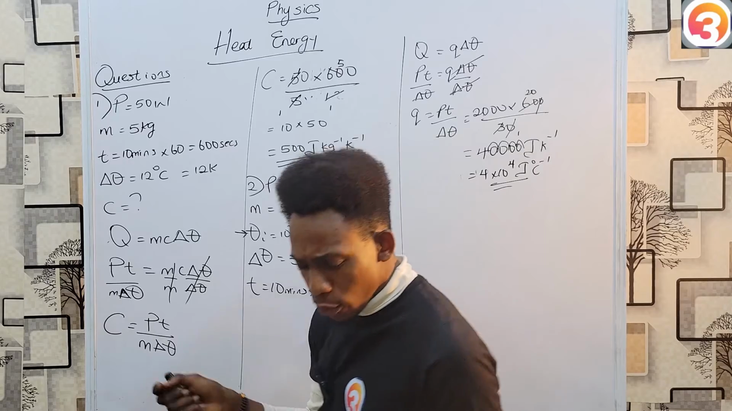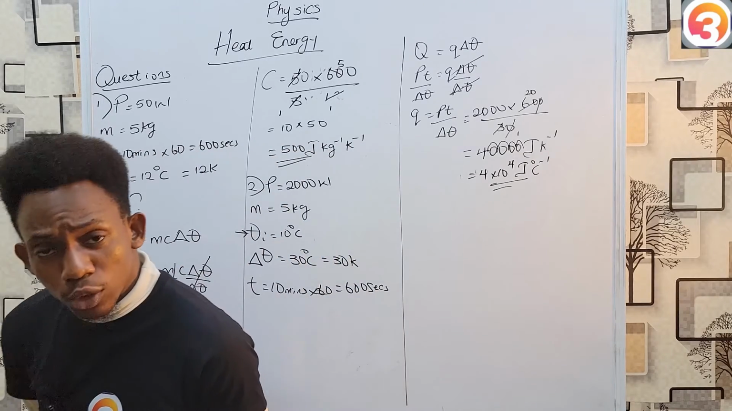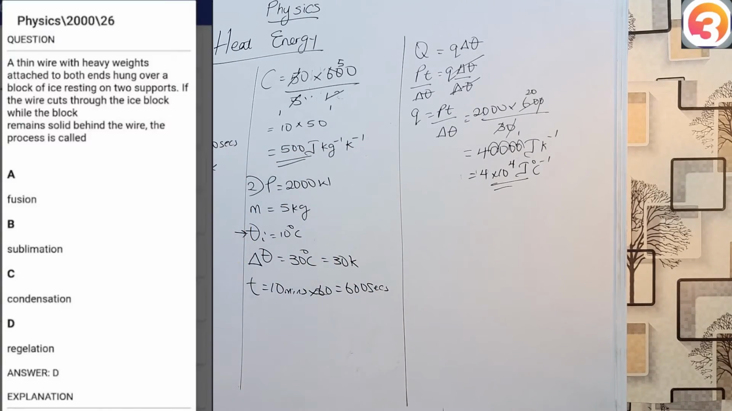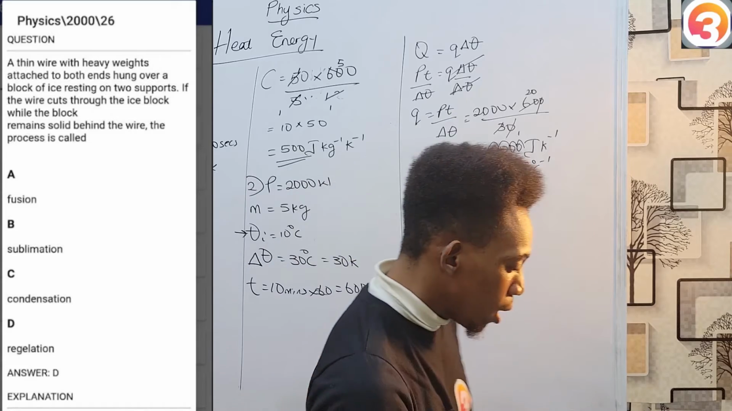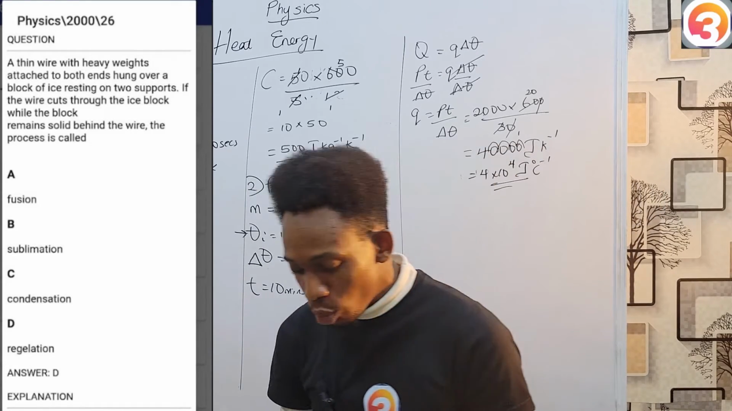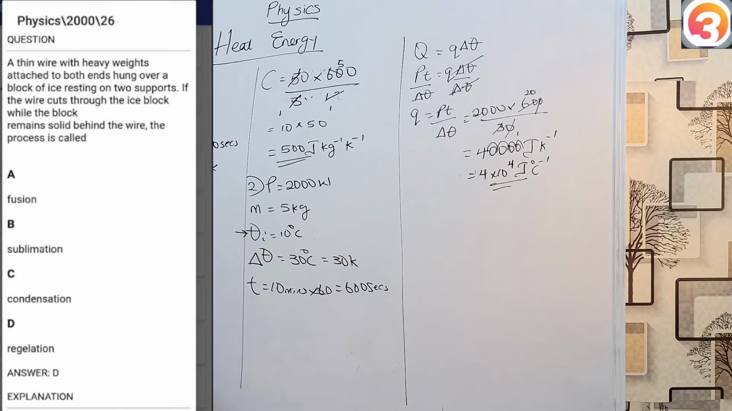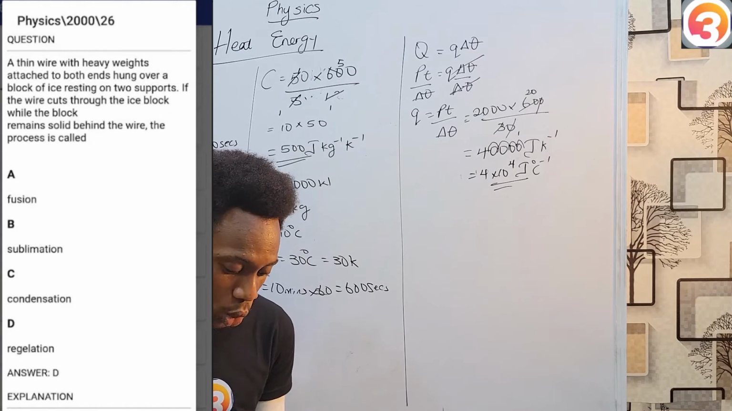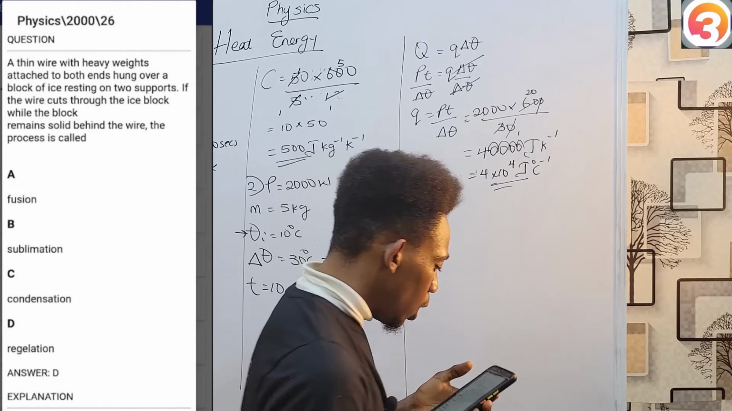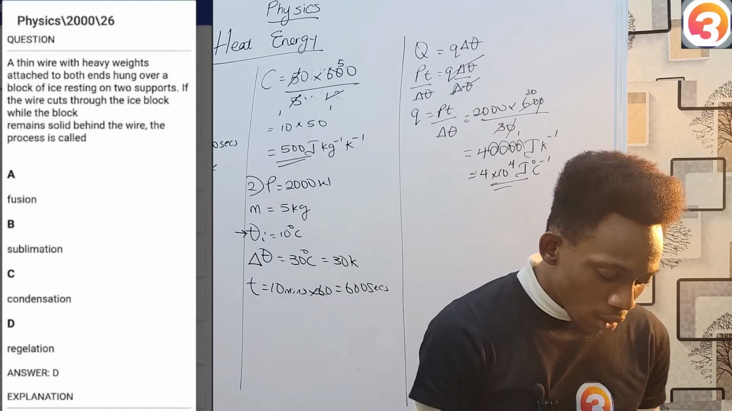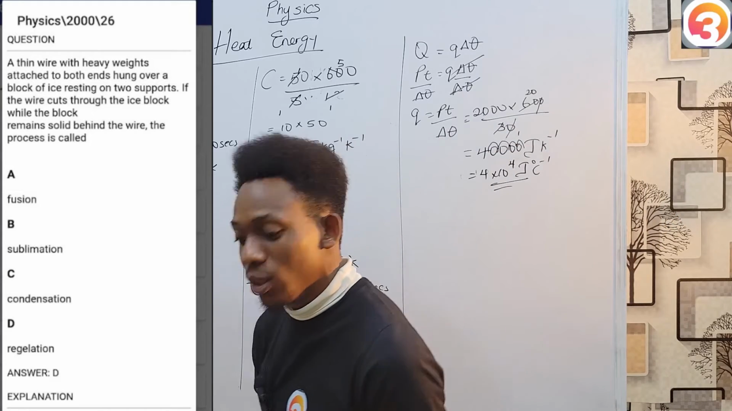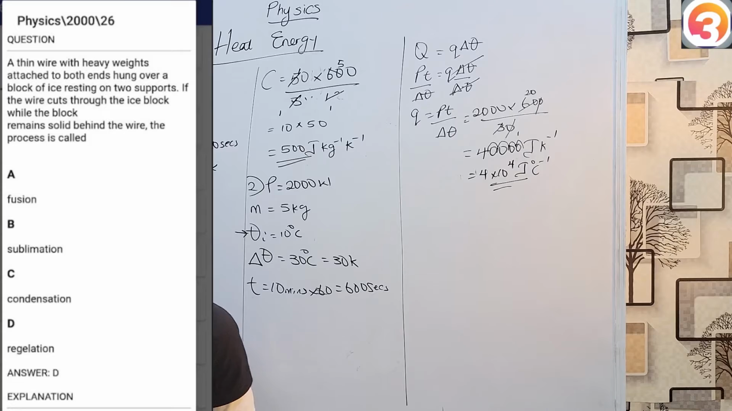Then, just for a fun theoretical question, this is from the year 2000, question 26. A wire with heavy weights attached to both ends hung over a block of ice resting on 2 supports. If the wire cuts through the ice block while the block remains solid behind the wire, the process is called.